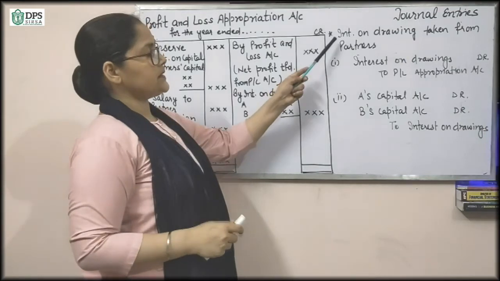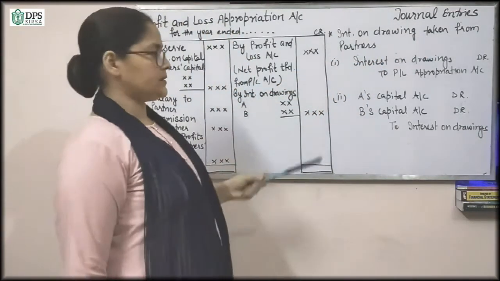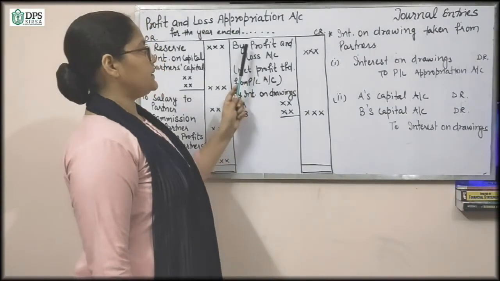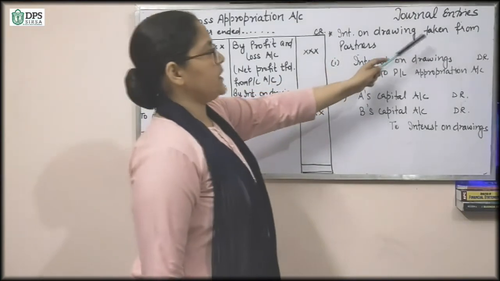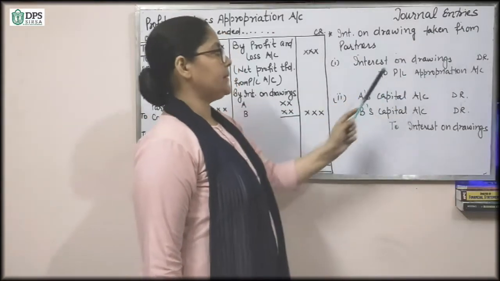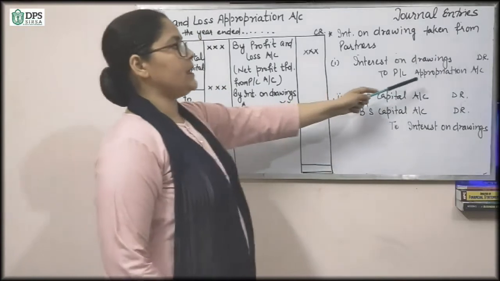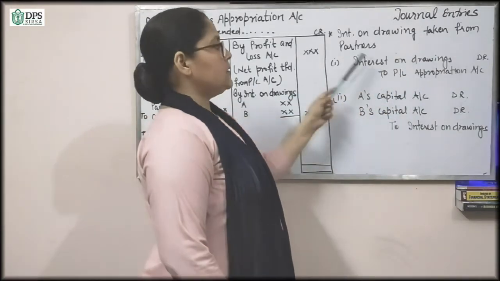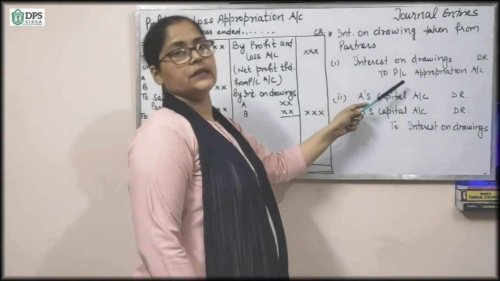One transaction is left, that is interest on drawings taken from partners. We are taking interest on drawings, that's why we are adding it to the profits. So interest on drawings taken from partners: the interest on drawings account will be debited to the P&L appropriation account. Now the P&L appropriation account is credited. It is being reversed. Why? Because profits are now increasing.